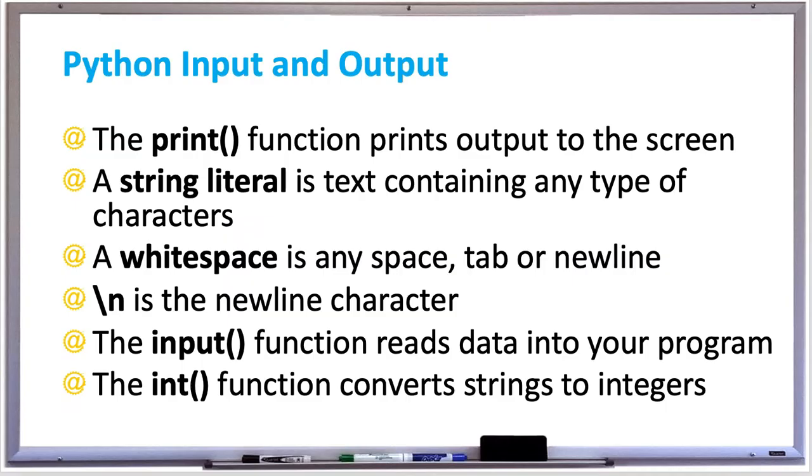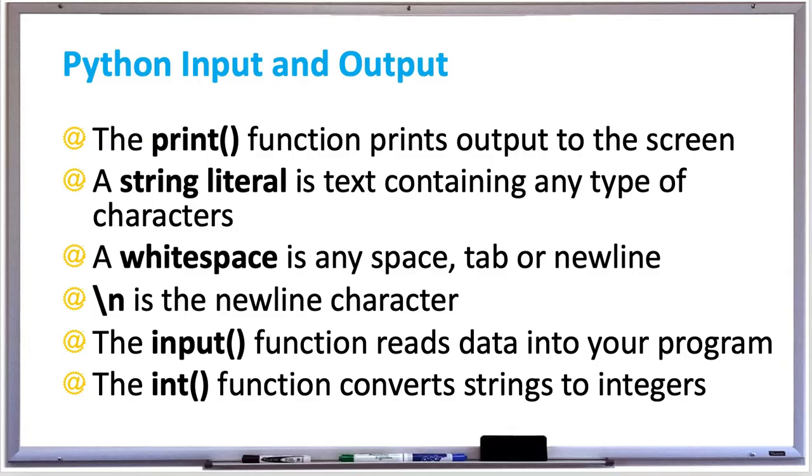In this video, we're going to discuss some Python input and output. To print output to your screen, just simply use the print function. And you can print out things like a string literal, which is pretty much just text of any type of characters, like hello world. And it could even contain special characters like a dollar sign, hashtag, and numbers as well. And it's usually enclosed in single or double quotes. And we're going to see some examples of that soon.